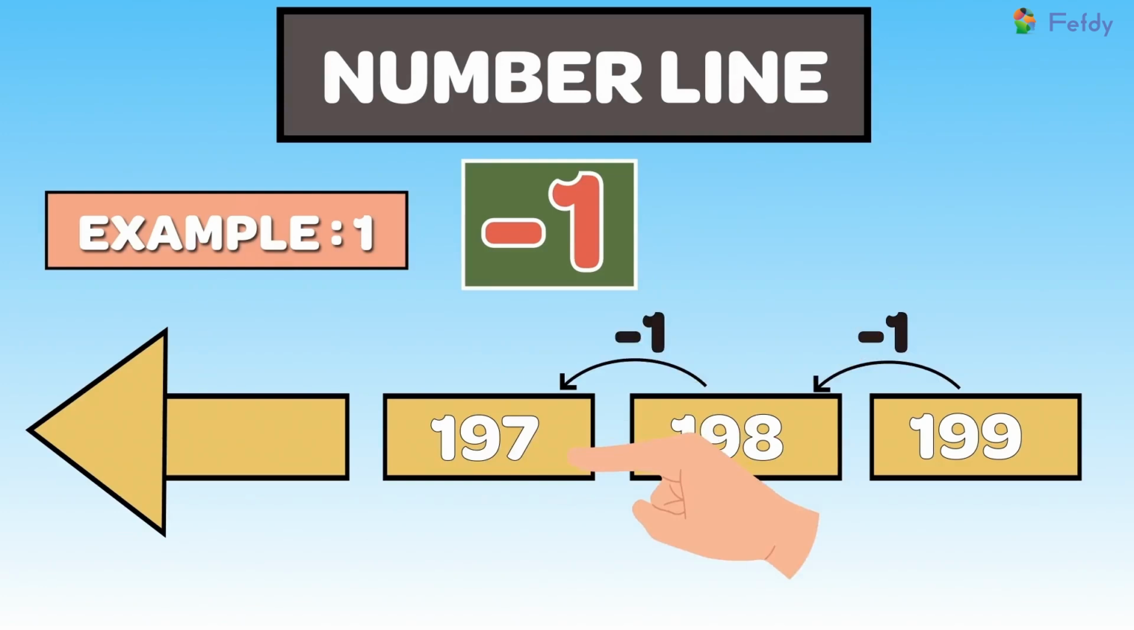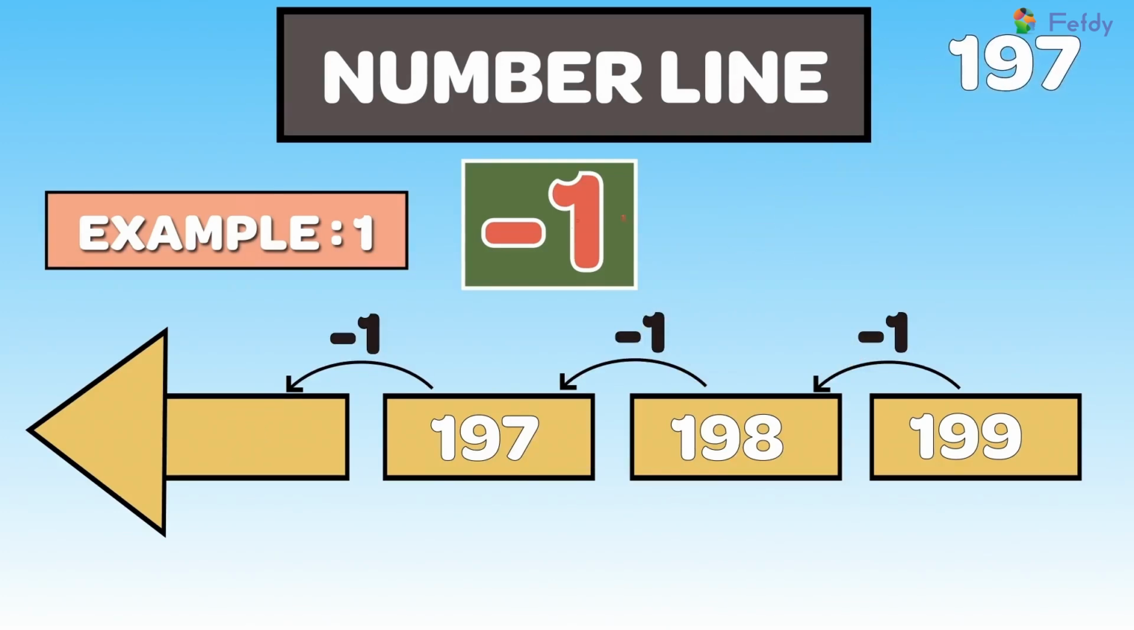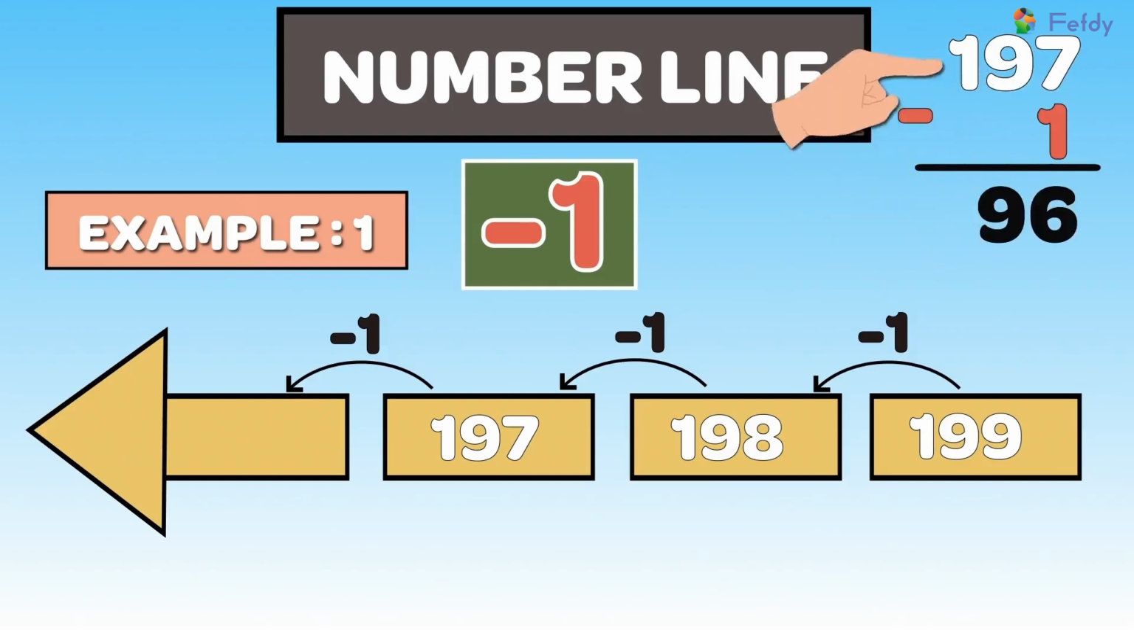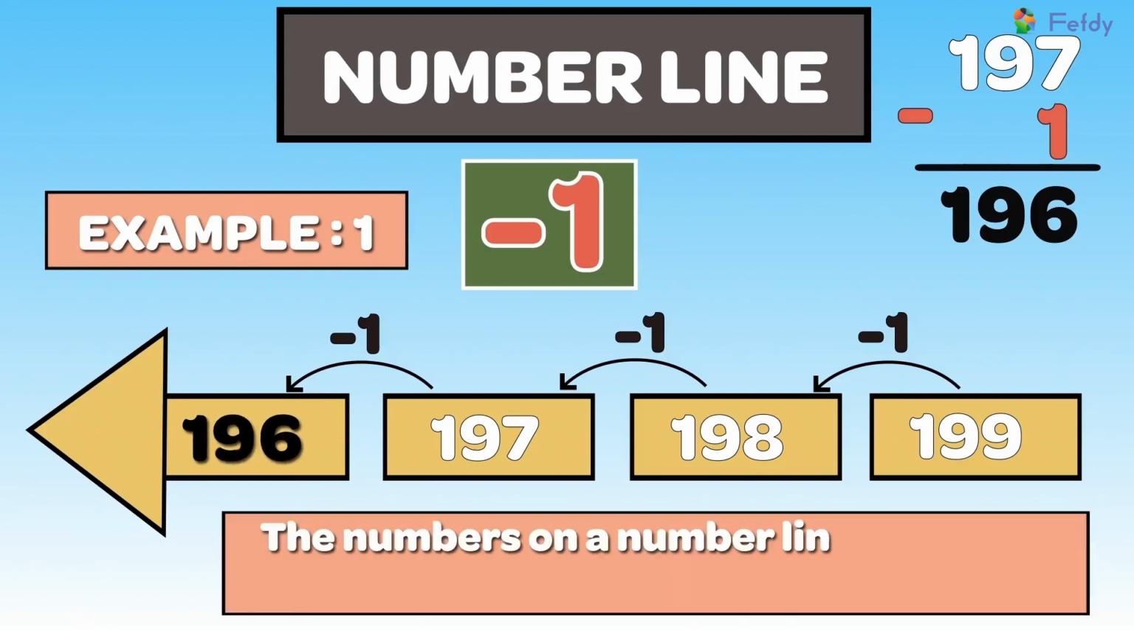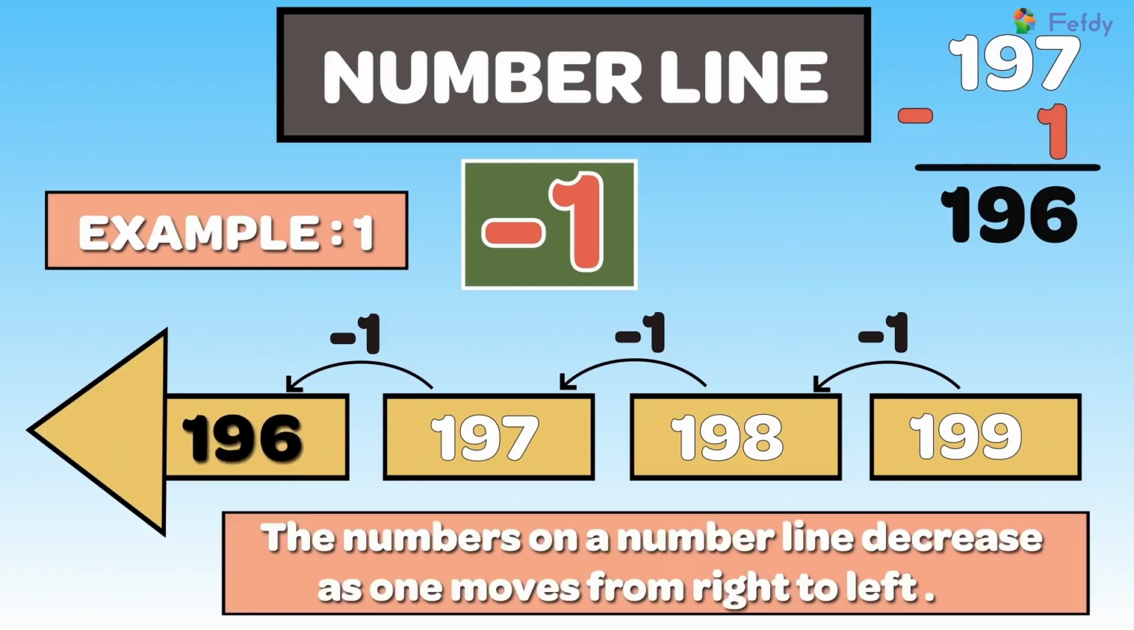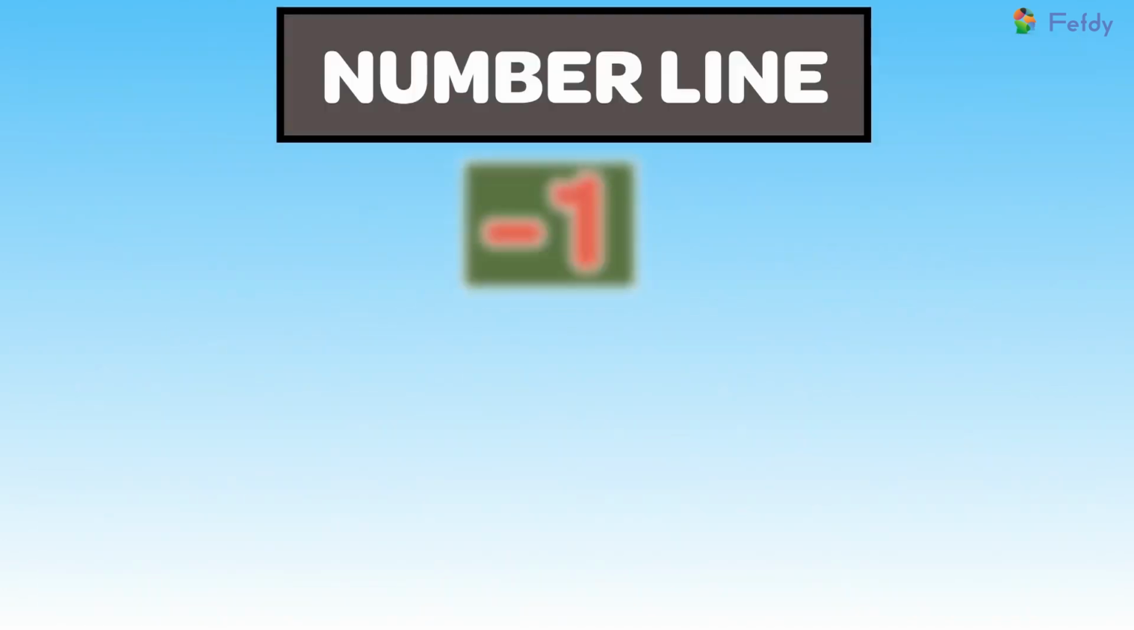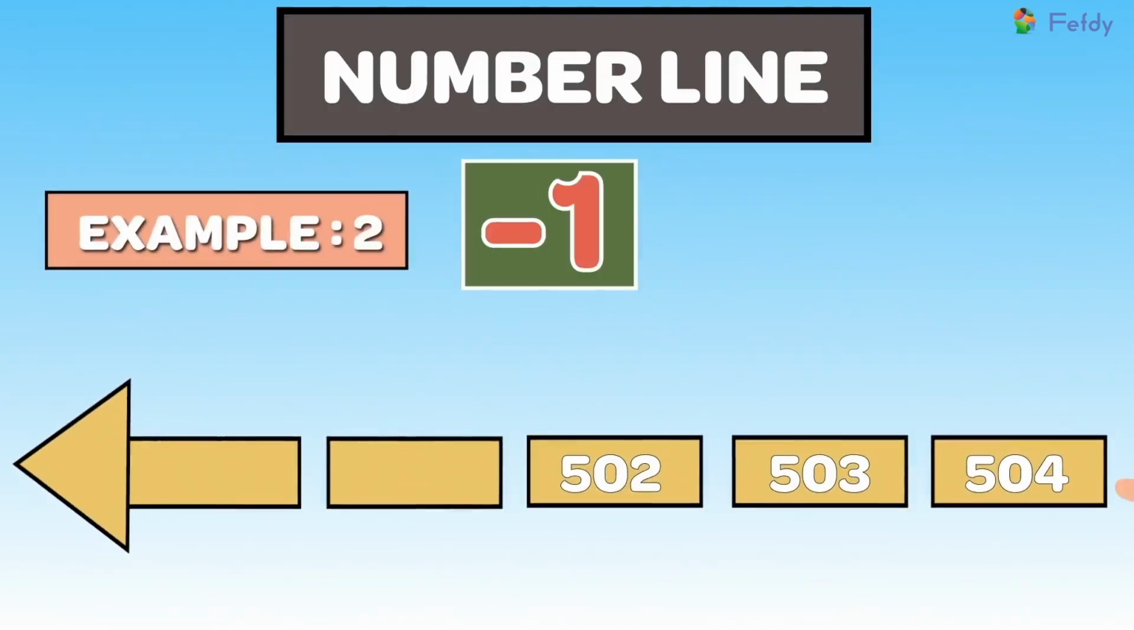197 minus 1. What comes next? 197 minus 1. 7 minus 1 equal to 6. It's 196. The numbers on a number line decrease as one moves from right to left. Example 2. 504 minus 1, it's 503.